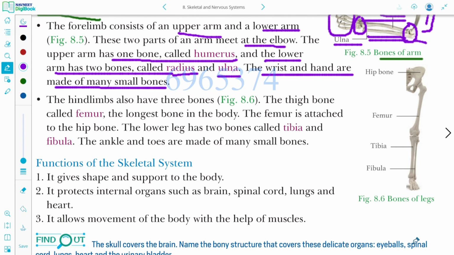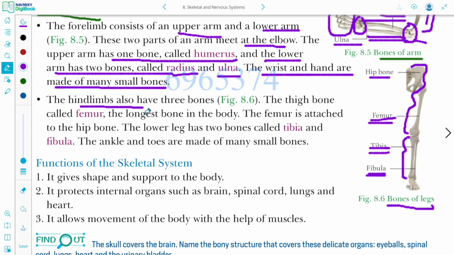Now hind limb. ठीक है, this is your hind limb, means bone of your leg. See, the upper part, this one is your hip bone. This part is femur. Pronounce it femur. This bone is again divided into 2 parts. है ना? Your lower leg bone is divided into 2 bones. The first one is tibia and this side one bone is fibula. Pronounce it tibia and fibula.